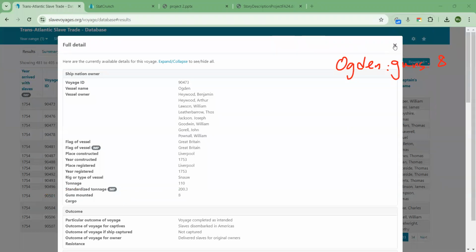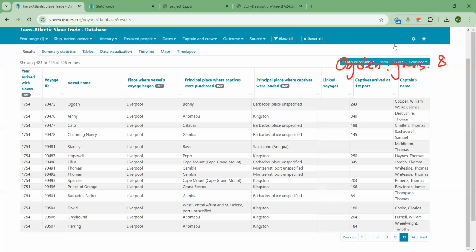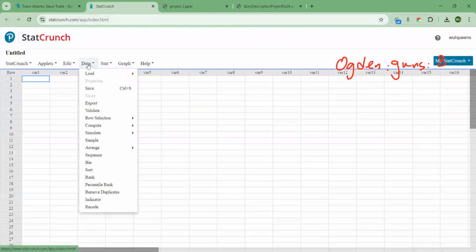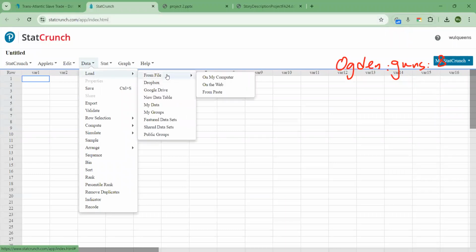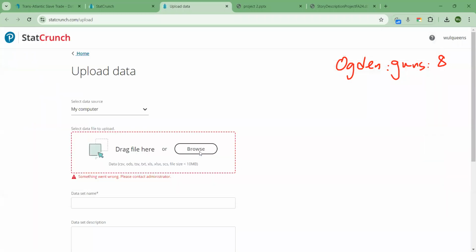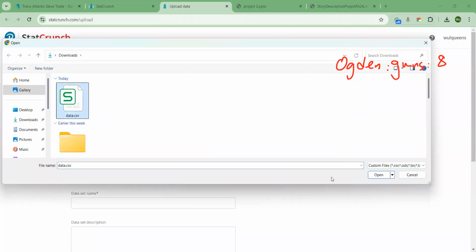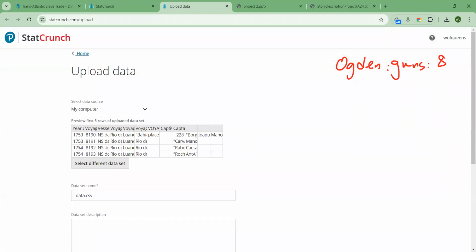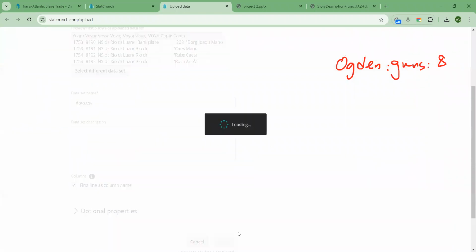And once you've got this, all we need to do is go to StatCrunch and load the data you have downloaded. So I'm going to load the data that I have downloaded from the website. Here we go. You should have that on your computer, so just click the data. That's what I have, and then just go ahead and upload.